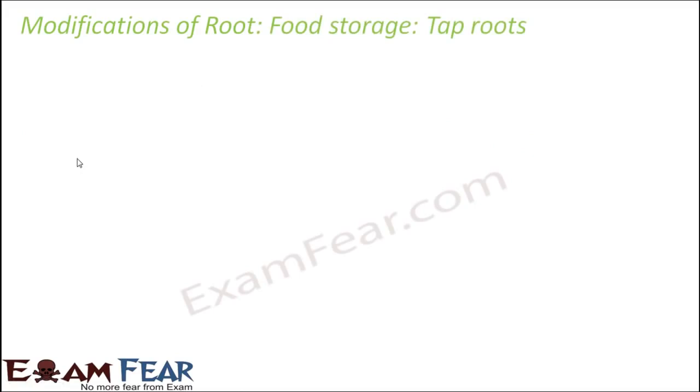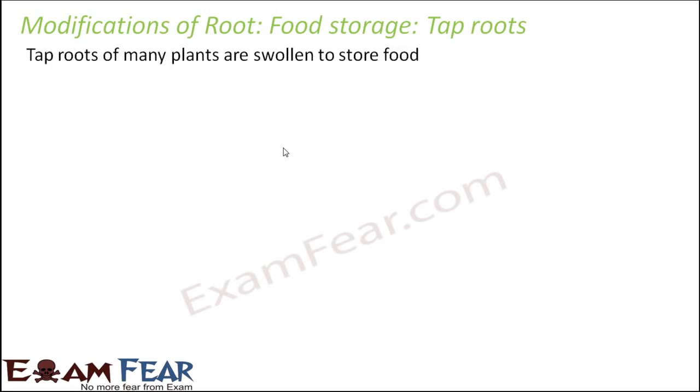So let us first talk about food storage. How roots help in storing food. So let us look at how the tap roots get modified to store food. Now tap roots of many plants are swollen to store food. Now whenever you want to store something, you need space to store that, right? So to create that space, some of the roots swell up. So they look very swollen and they actually help in storing food.